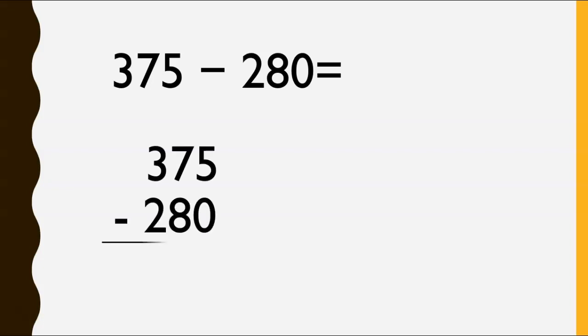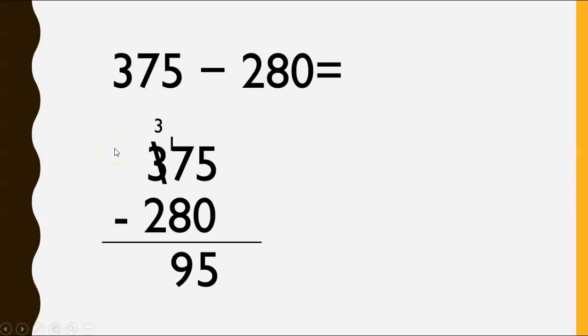375 minus 280 equals, what is 5 minus 0? 5. Can we take 8 away from 7? No. So we're going to give that 7 a 1 to make it 17. We've got to take 1 away from the 3, and that becomes a 2. So what is 17 minus 8? 9.